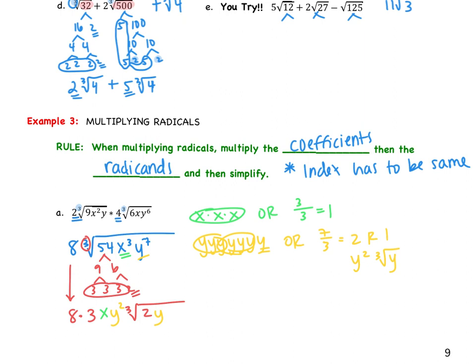Last thing I'm going to do is simplify. 8 times 3 out in front gives 24, xy squared, and then we have the cube root of 2y. Please make sure you do not forget the index. That is by far the most common mistake that I see.